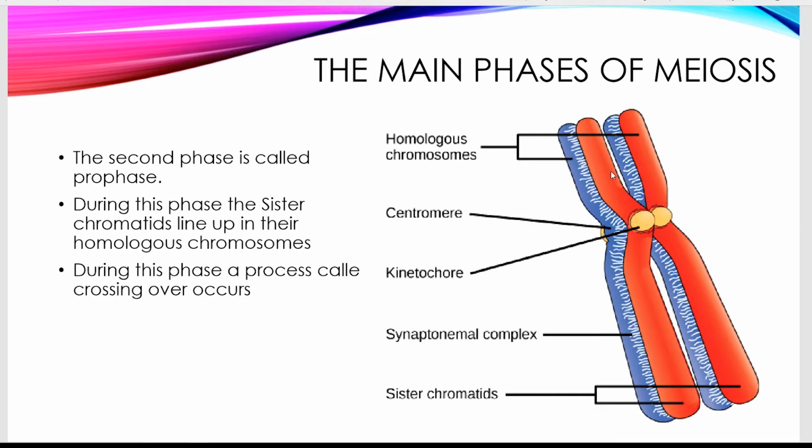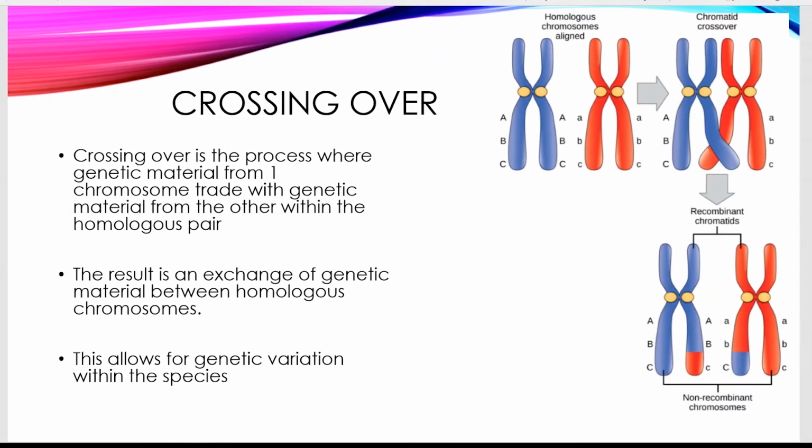So they line up with their chromosome partners, and there's a thing that happens in this phase which is very, very important, and this is one of the main reasons that we have a great amount of genetic diversity. It's a process called crossing over. Crossing over is a process where the genetic material from one chromosome trades with the genetic material from the other within the homologous pair.